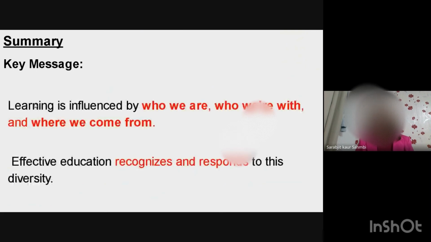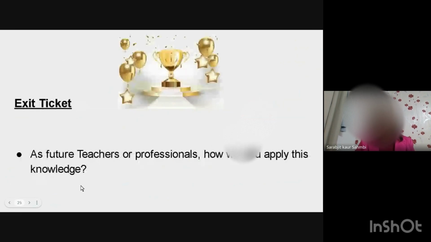Okay. Well said. So now today's lesson summary, the key message of what we have learned all together today, is that learning is influenced by who we are with and where we come from. Maybe as a learner you can understand, and as a teacher, then you have to understand your learner. Effective education recognizes and responds to this diversity. So this was the key message of today's topic.